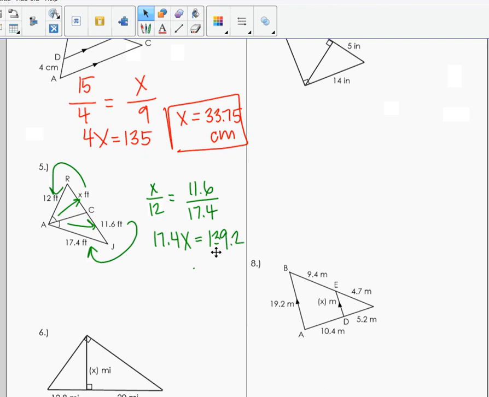139.2. Okay. Divide, and you end up with x is 8, and that is feet.